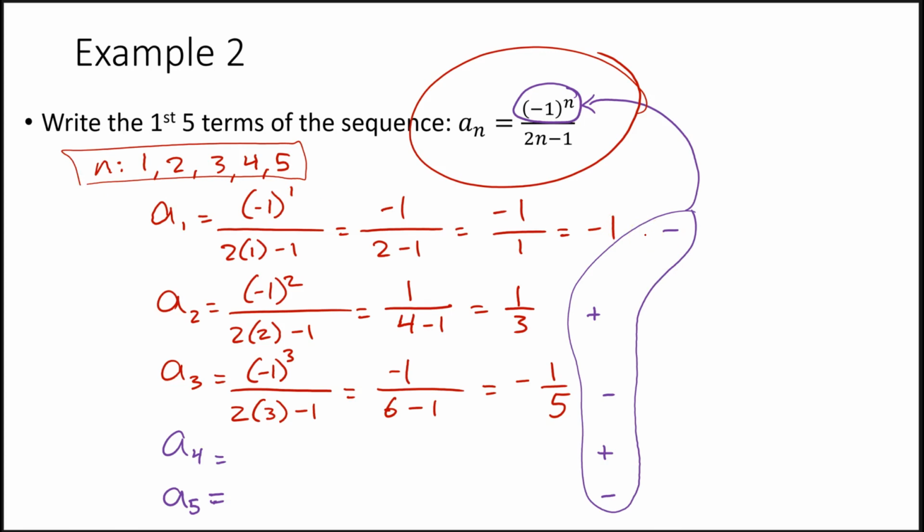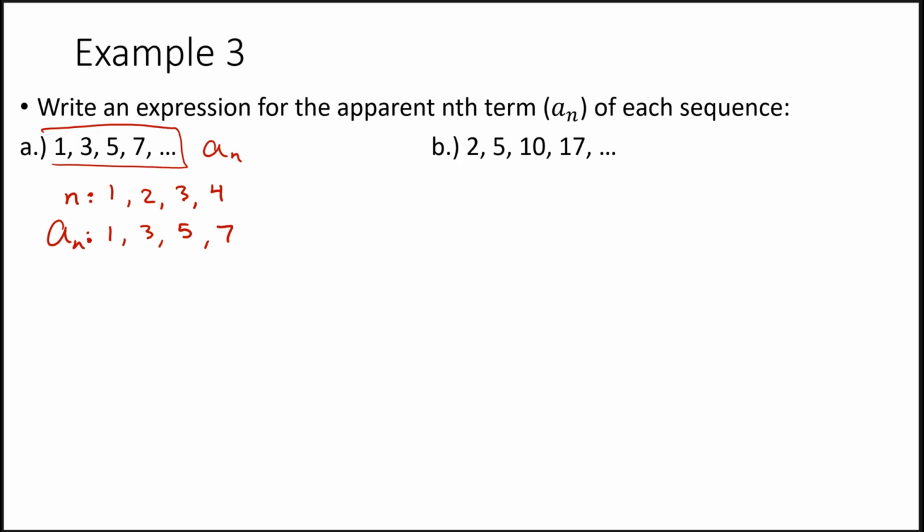And so I could have written this in the n as 1, 2, 3, 4, 5, a sub n as negative 1, 1/3, negative 1/5, and so forth. And so that's what we're going to do here. The thought that we need to have is, how do I take my n? What can I do to my n to get a sub n? What would I do to it? And it has to be the same all the way around.